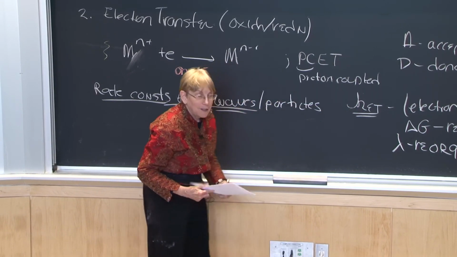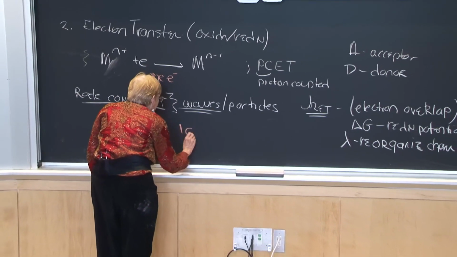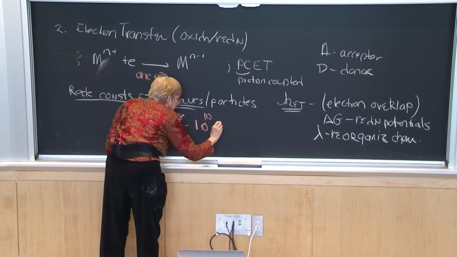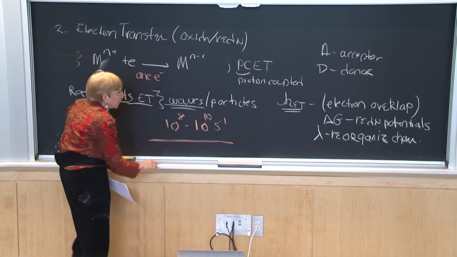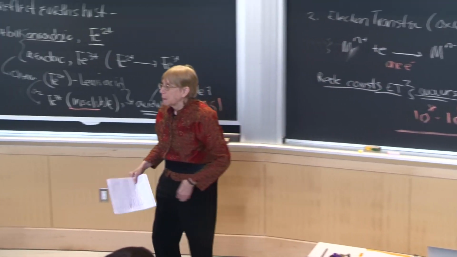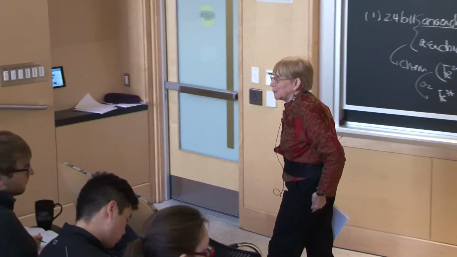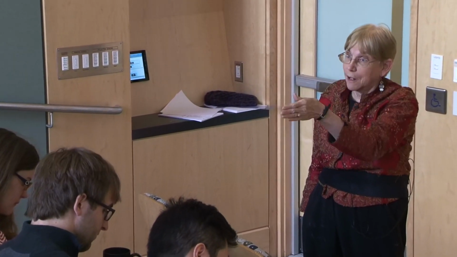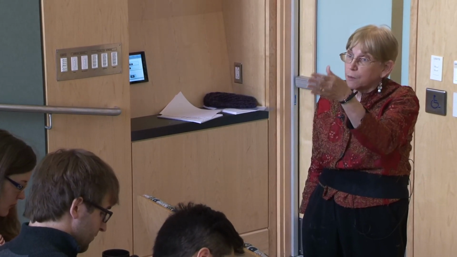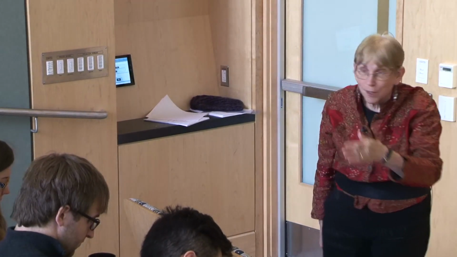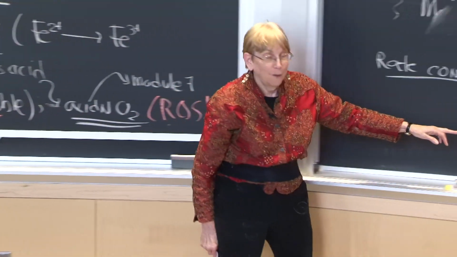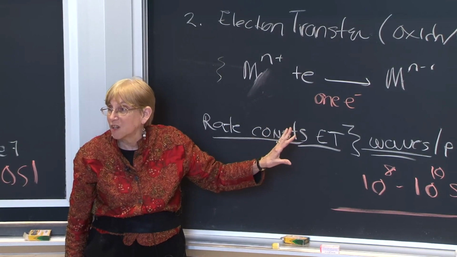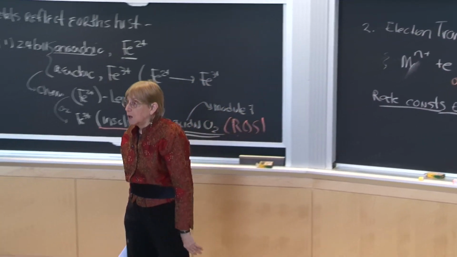per second. How does that compare with the rate constant for chymotrypsin? What's the turnover number for a protease? Anybody remember? A turnover number for a typical protease, which hydrolyzes an amide bond, might be anywhere from 10 to 50 per second. So how does that compare to this? Slow, very slow. So again, the chemistry of electron transfer is quite distinct from most of the chemistry you've encountered.